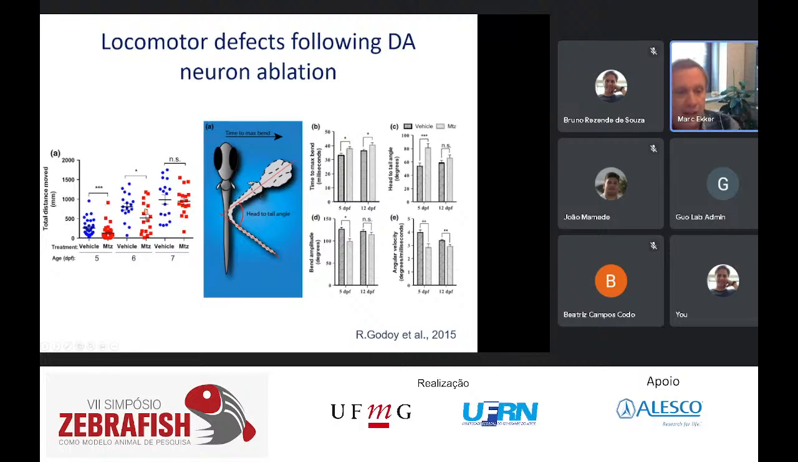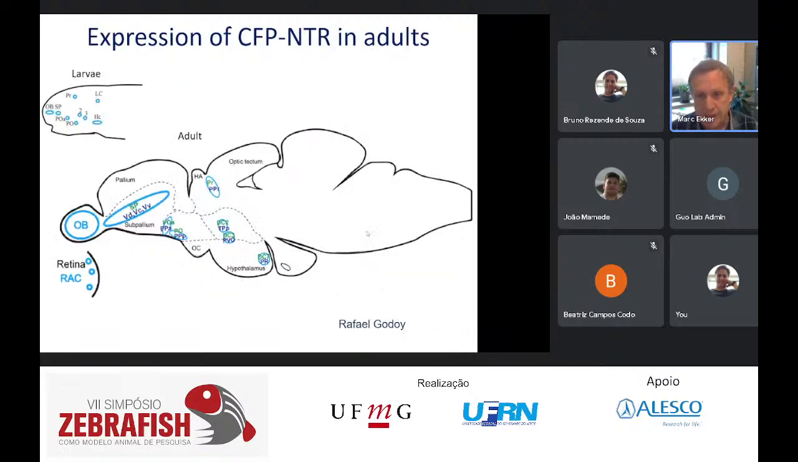Finally, Rafael looked at a large number of swimming parameters in these fish, and there was a decrease in total distance traveled when you look 1 day after the end of treatment at 5 dpf, and this rapidly goes back to normal shortly afterwards. And these are other parameters that Rafael examined. I'm skipping a bit here, but that's in a nutshell the study that Rafael published for the chemogenetic ablation at early, embryonic stages.